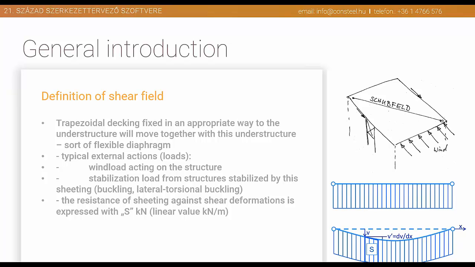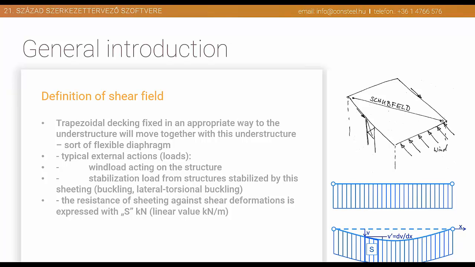The representation of the shear field: if I connect a trapezoid decking with the underlying structure together, then obviously, if there are loads acting on this, almost like a flexible diaphragm, if there are loads acting on this diaphragm, then the displacement of the trapezoid decking and the underlying structure will be combined.